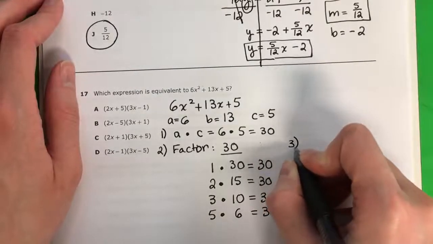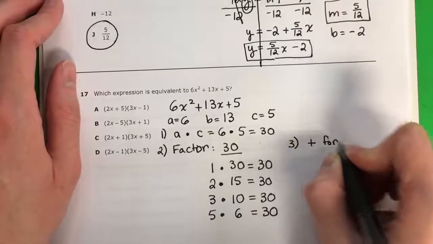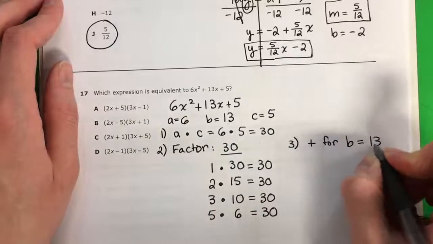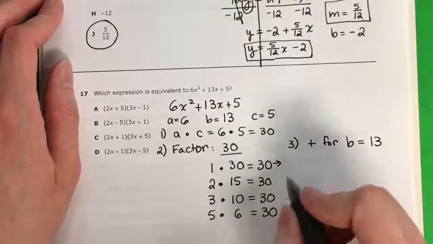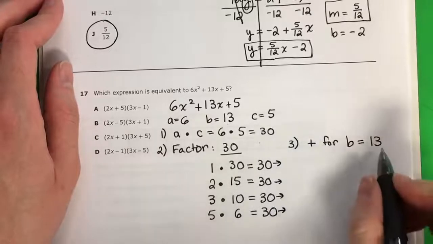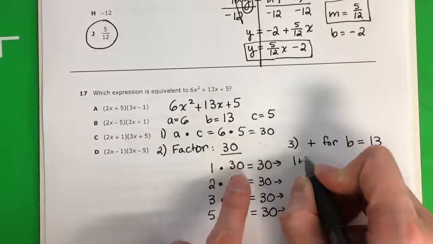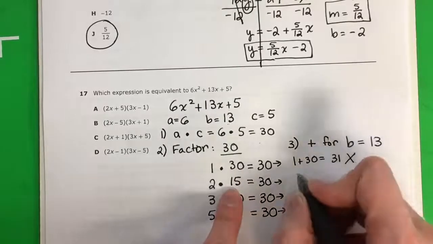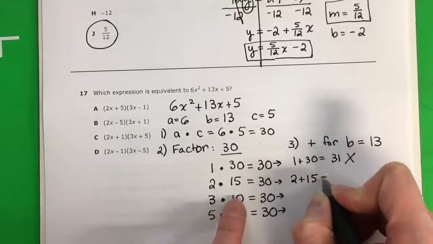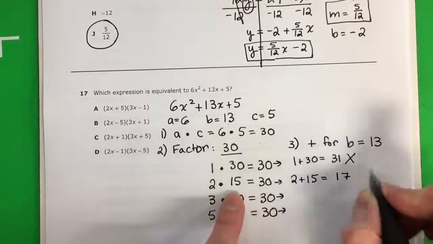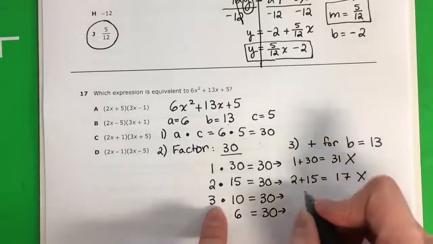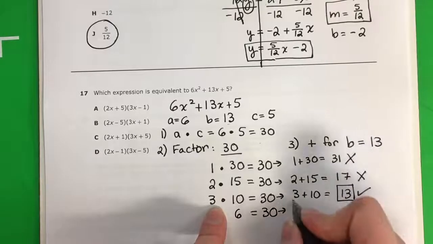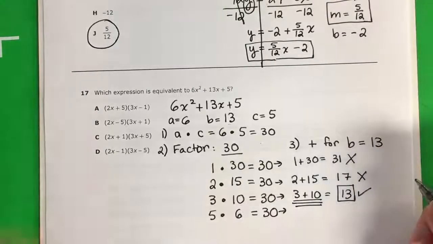Step 3. You are going to add for B. And what number is B? B is 13. So I'm going to add all of these and see which one gives me 13. 1 plus 30 equals 31. That's not 13. 2 plus 15 equals 17. Is that 13? No. 3 plus 10 equals 13. That works out. So my numbers that I want to use are 3 plus 10.